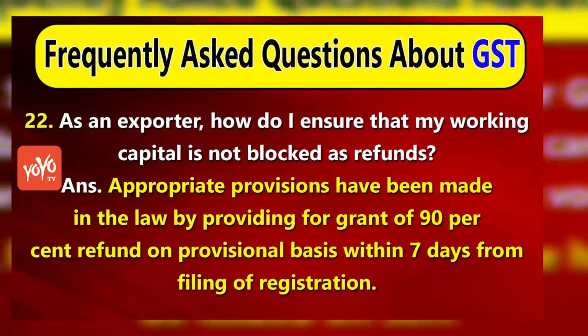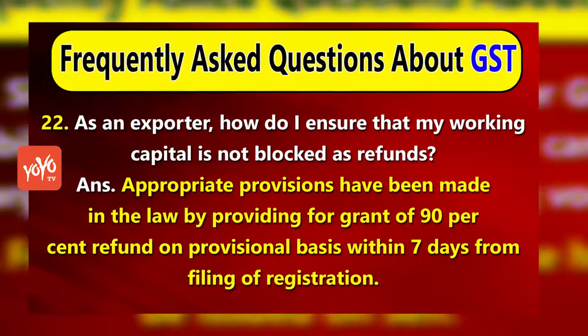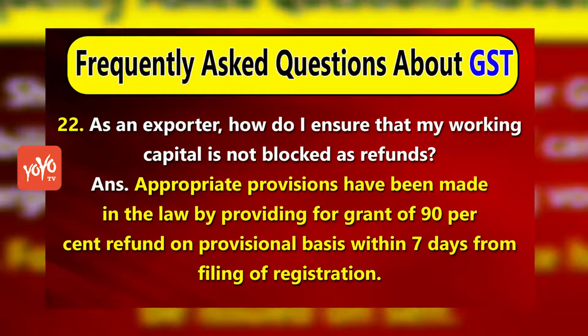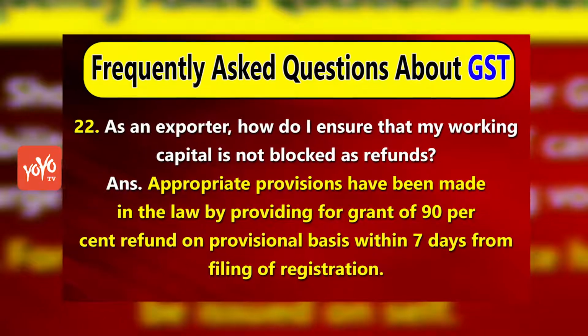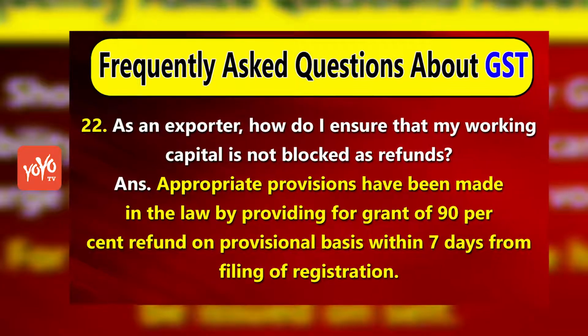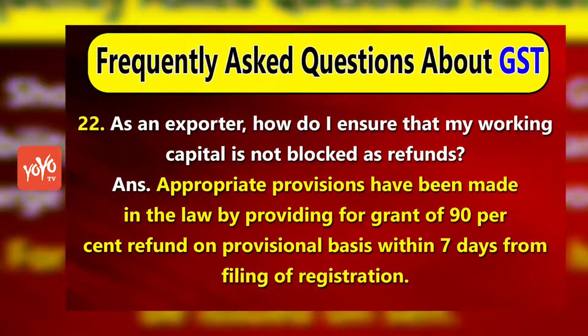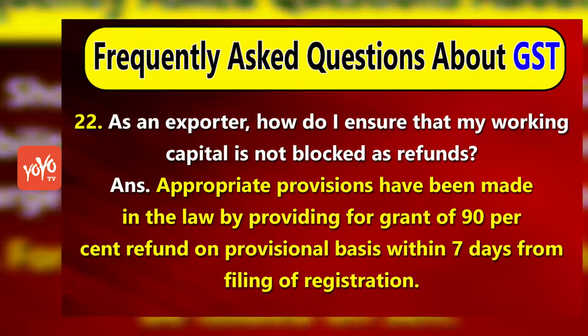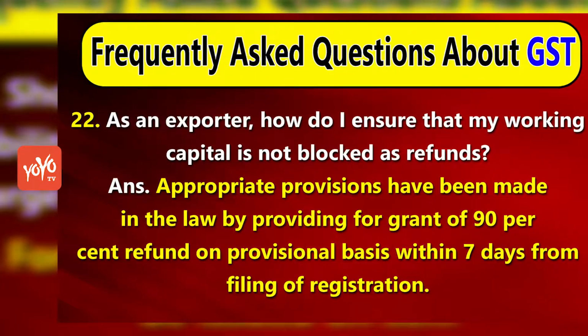Question. As an exporter, how do I ensure that my working capital is not blocked in refunds? Answer. Appropriate provisions have been made in the law by providing for grant of 90% refund on a provisional basis within 7 days from filing of the refund claim.